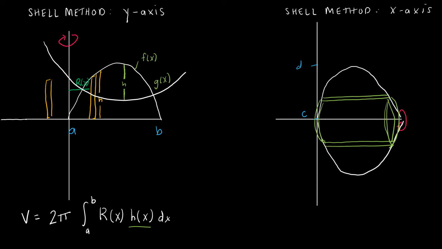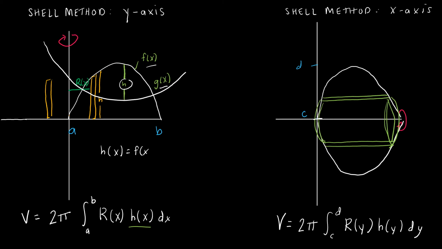Looking at that formula, it's still 2 pi. Now we're going to go from c to d, because quite often when we're integrating with respect to y, we use c and d instead of a and b, just for clarity. We're still using the radius, but now it's the radius with respect to y, and the height with respect to y, dy. And just as we talked about over here, it's possible that h of x is f of x minus g of x. So I'll write that down: f of x minus g of x.